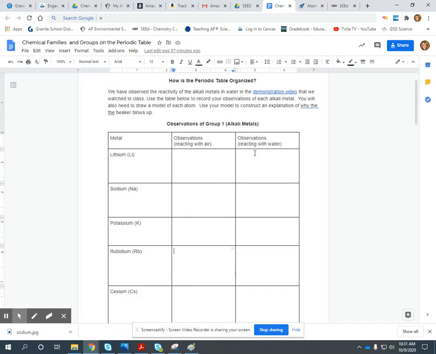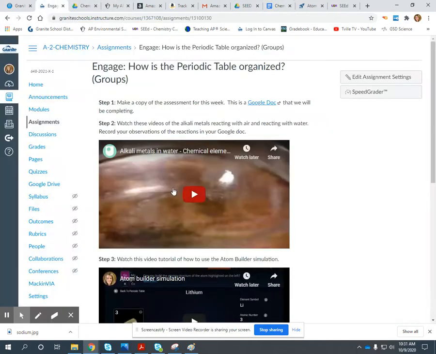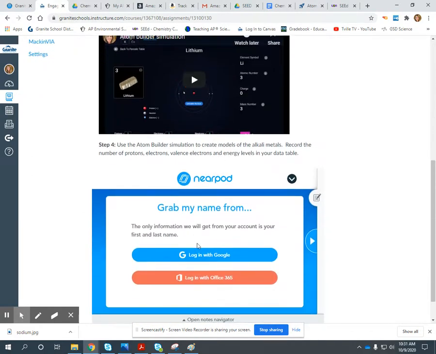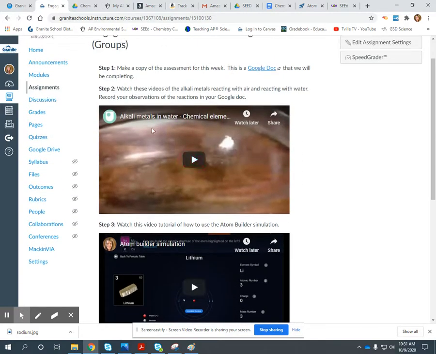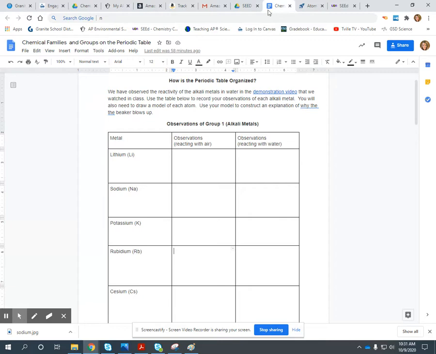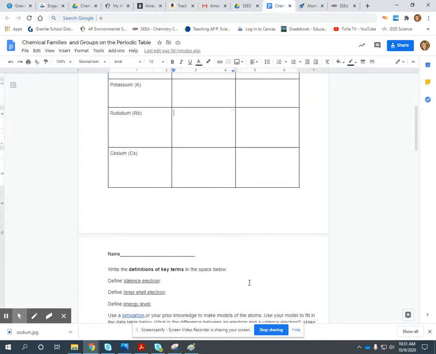Okay, in the video, it will show all of the alkali metals reacting with water though. So make sure that you guys record your observations as you watch the videos. You can find the videos right here on our Canvas page. This is the link in the YouTube. You can also use the Nearpod to watch the videos. It's in 2 different places. So make sure you guys watch those videos and record your observations on this Google Sheet.